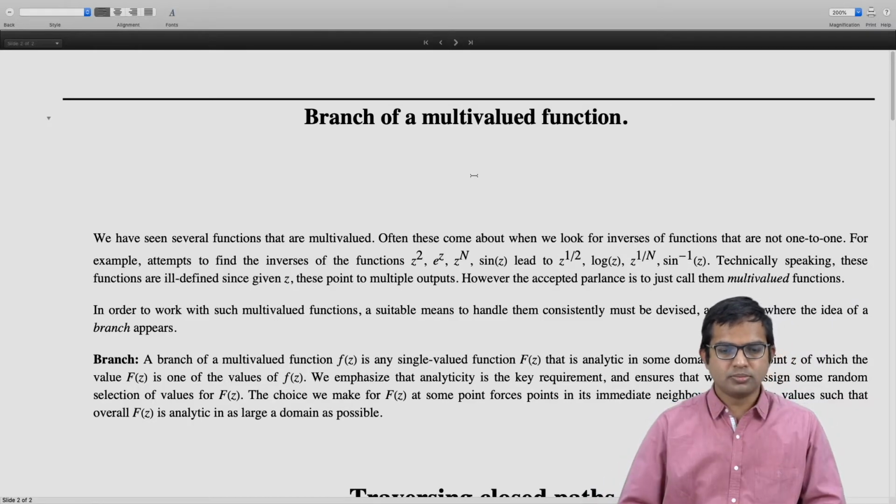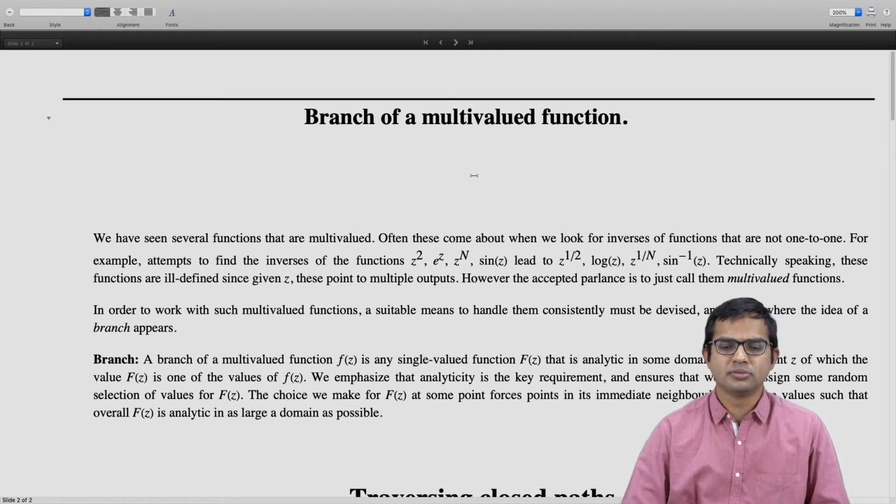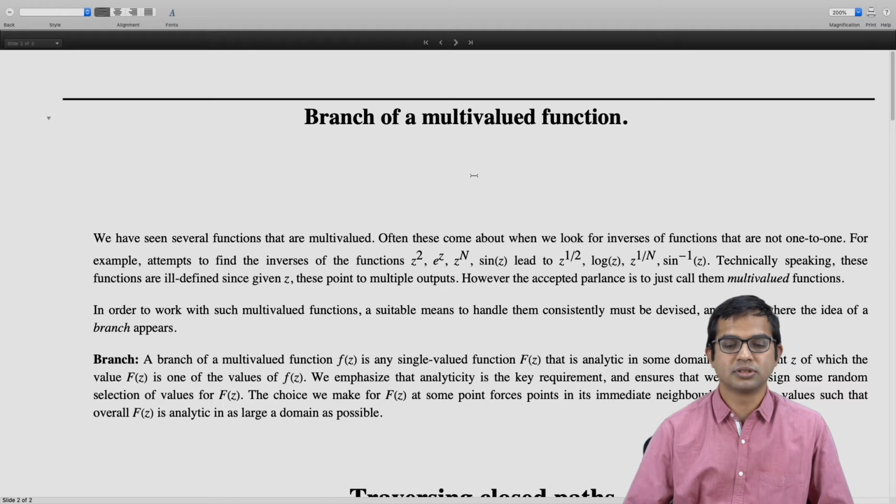Okay, so examples of multi-valued functions and how they appear, when we look at inverses of, say, functions like z squared, right? If you try to invert z squared, then you have z to the half, and so we know that both plus z to the half and minus z to the half when squared will give you z squared. So there are two different possible answers for any given z.